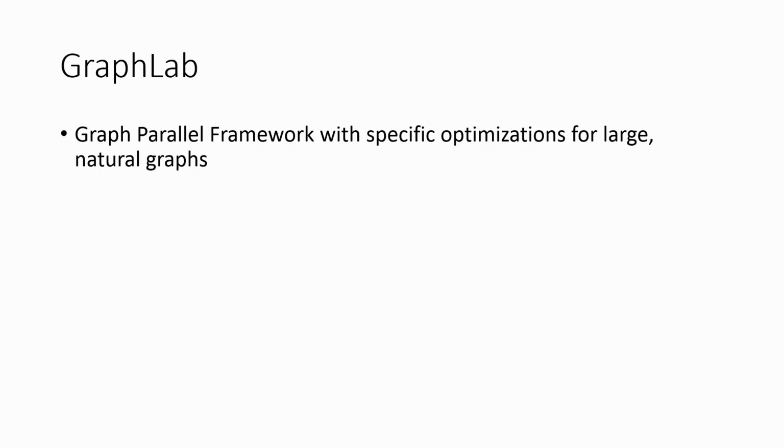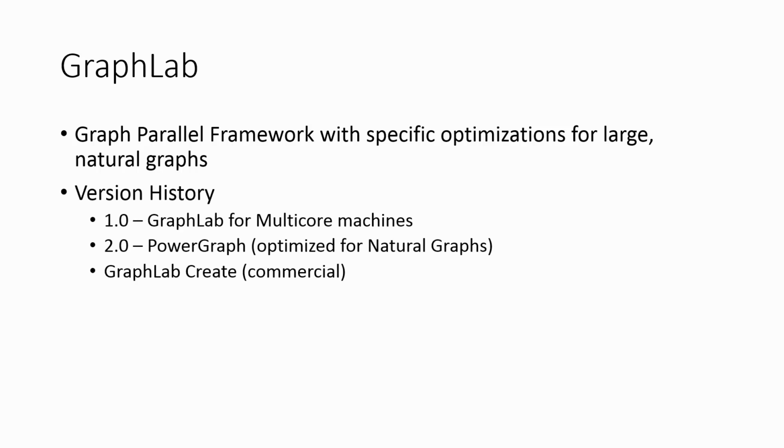GraphLab is a graph parallel execution framework which has specific optimizations for large natural graphs. And there are multiple versions of GraphLab. The very first version was 1.0, which was GraphLab for multi-core machines. In 2.0, there was the release of PowerGraph, which was optimized for natural graphs and scaled to distributed nodes. Currently, there's a new version called GraphLab Create, but this is a commercial version that has been released by a startup company associated with the GraphLab project. So in this video, we'll cover the last open source version of GraphLab, which is PowerGraph.